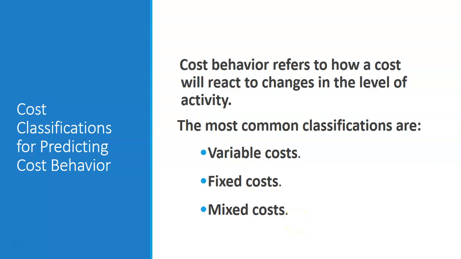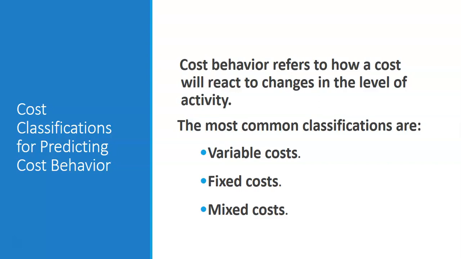We talked in the last video about different cost classification vocabulary, whether things were direct or indirect or product or period or selling and administrative or overhead, all of those different costs. Now we're going to talk about behavior. Cost behavior is how a cost reacts and changes to the level of activity. We have three main classifications for behavior: variable cost, fixed cost, and mixed cost.